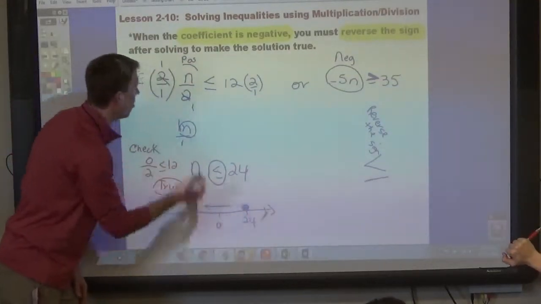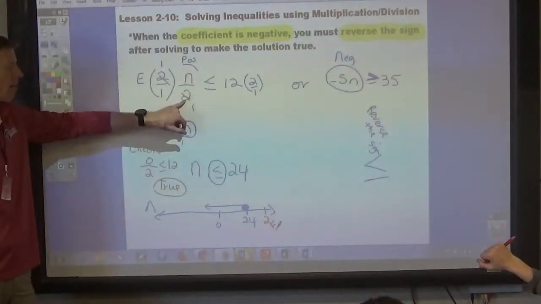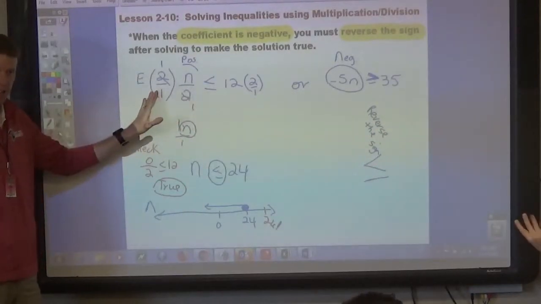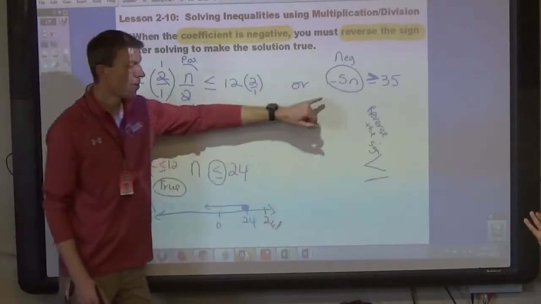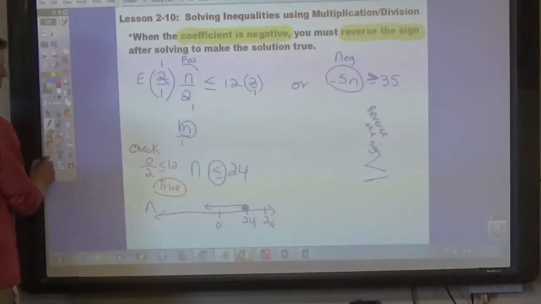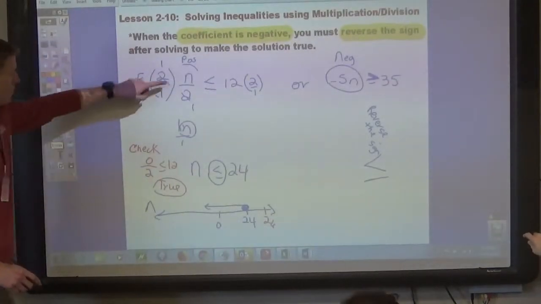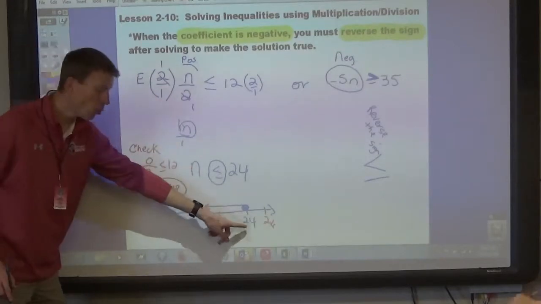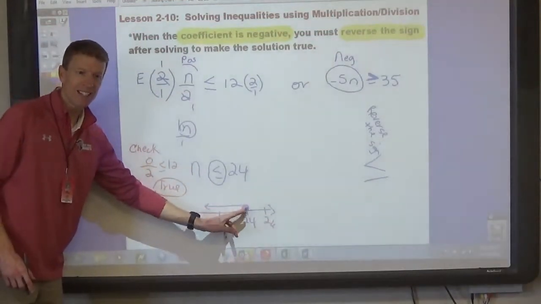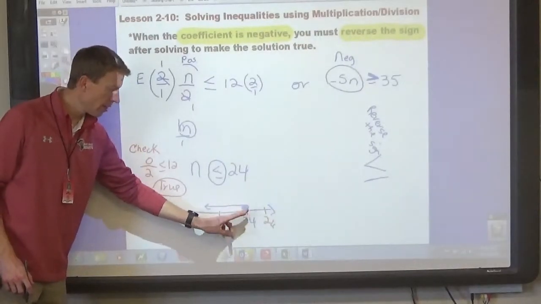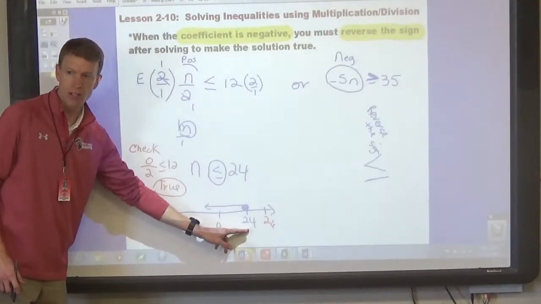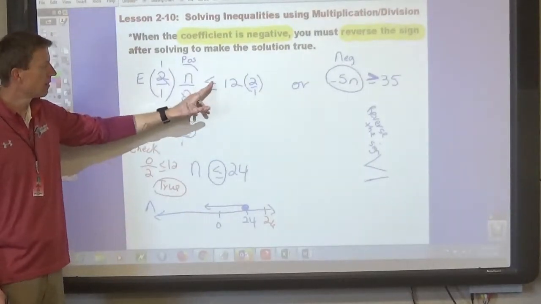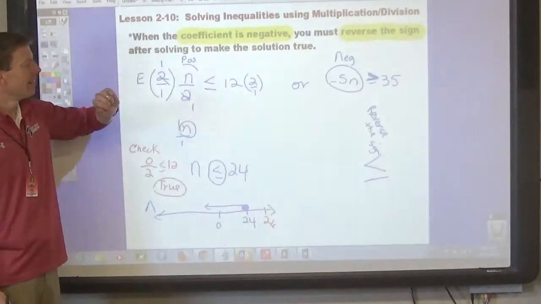If we had picked, let's say 26. 26 divided by 2 is 13. 13 is not less than 12. So we know we've shaded the correct side, right? Now, let's go to this one. Would 2 times 12 equal 24? Because it's equal to it. Yes, so you could pick 24 and check that, and that's what the solid dot means. The solid dot, again, we talked about this earlier, means 24 is a part of the solution. 24 would make this true because it says less than or equal to, right?